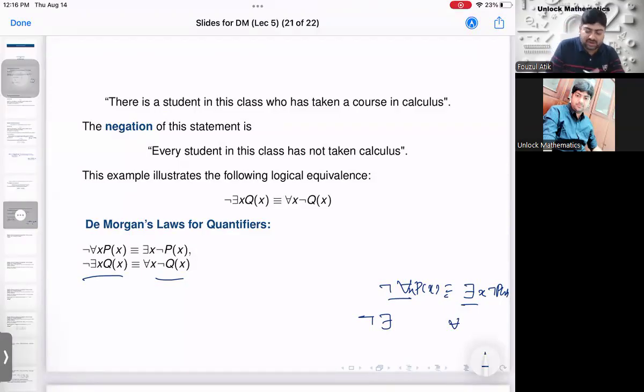Now these two are called De Morgan's laws for quantifiers. If you have for all, negation will become there exists. If you have there exists, negation will become for all. I hope it is clear to you. So these two are called the De Morgan's laws for quantifiers. I hope this is clear. Now we'll do some examples.